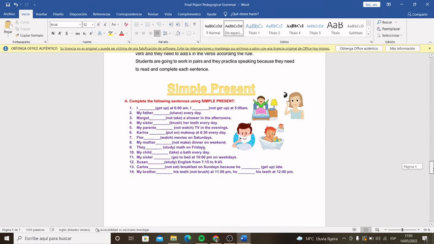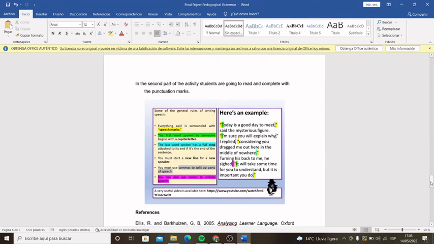Finally, we have the last activity. In the second part of the activity, students are going to read and complete the punctuation marks. They need to remember, okay, and they are going to use, for example, the capital letters at the beginning of the sentences. They need to write the commas and the points, according to what we have in the tale or in this example. Okay?